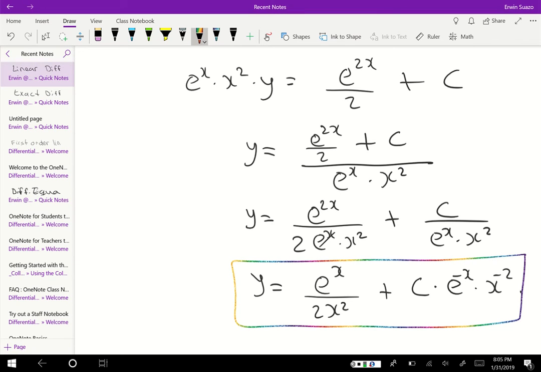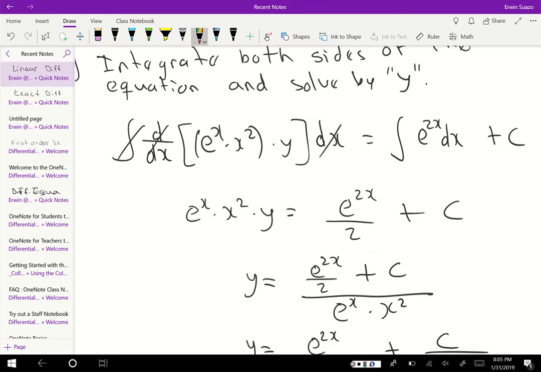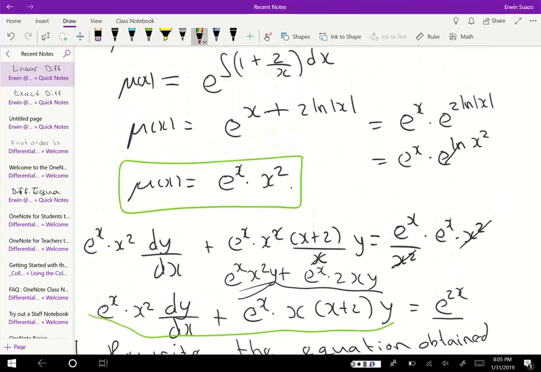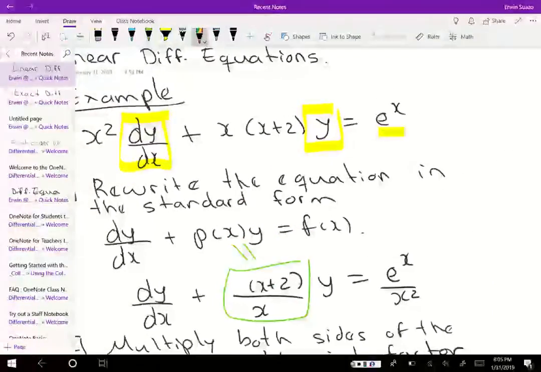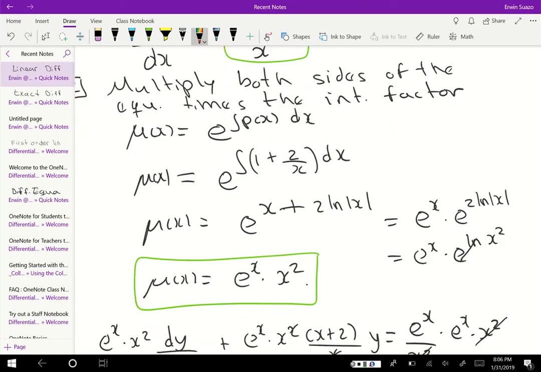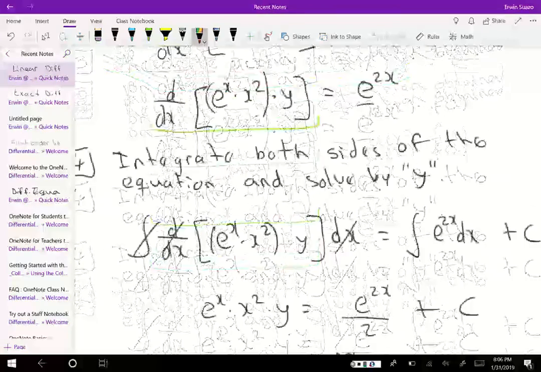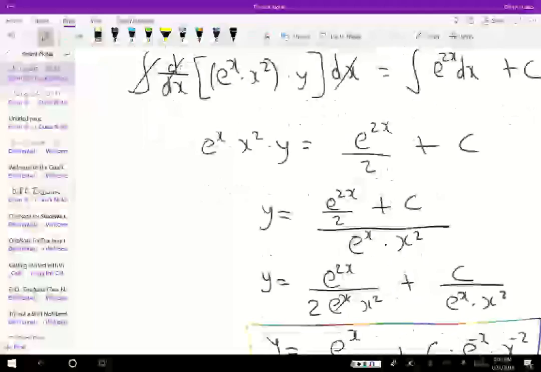and you can verify it. I'm not gonna do that, but you know how to do that, right? So you'll have to find dy dx and multiply times x squared, and then multiply times y times all this e to the x times x plus 2, add all the things together, and the answer will have to give you e to the x. Okay, so with that we can finish.